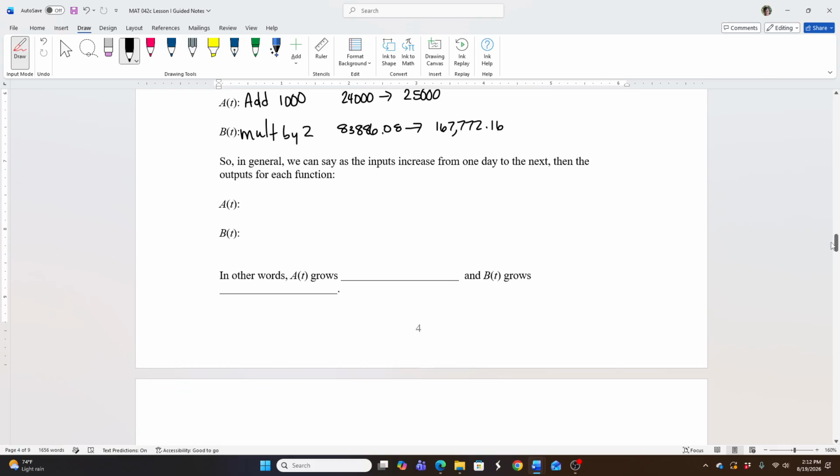So in general, we can say that as the inputs increased from one day to the next, the outputs for each function, this one increases by $1,000, and this one doubles. In other words, A of t grows linearly because it's increasing by a constant amount, and B of t grows exponentially.